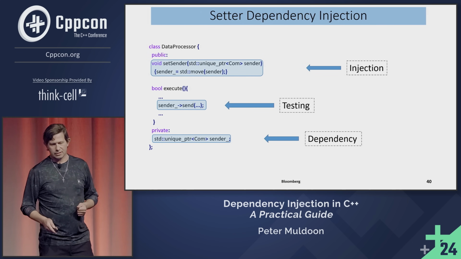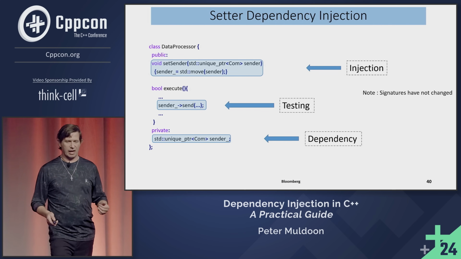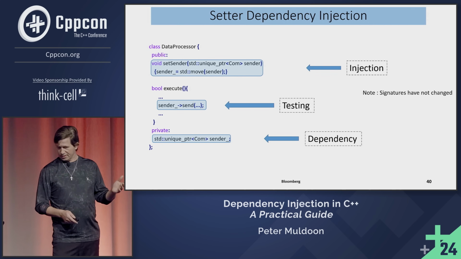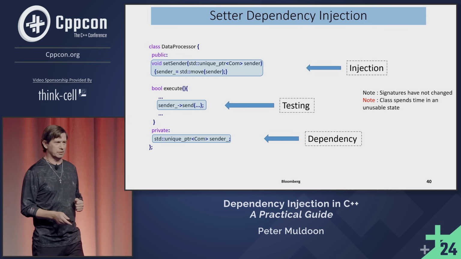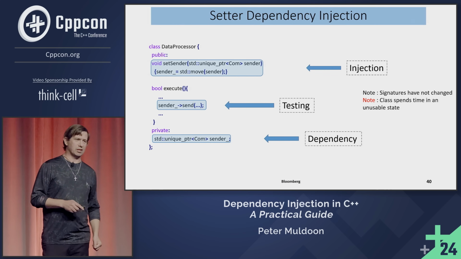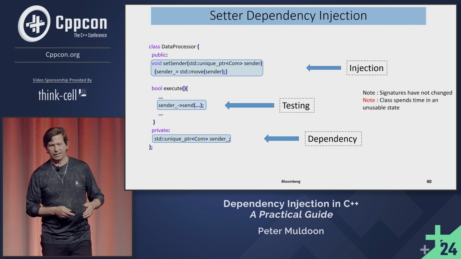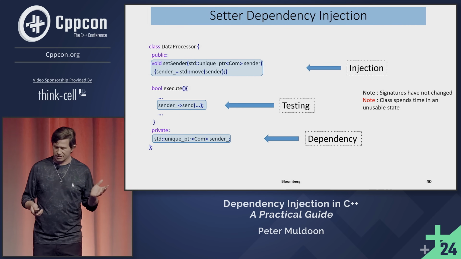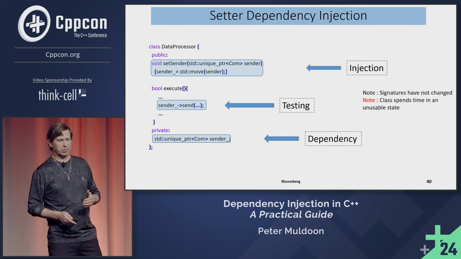So what are the problems I get with this? Well, actually, there's the injection now, right? But what problems do we get when we do something like this? The signatures have not changed, which is great. And this is one thing that people say to me, that this may not be the best thing to do: the class spends time in an unusable state. If someone does not call that set sender, or it somehow gets left out, what am I going to do, throw an exception? It may bring your application down, or at least bin that piece of work. Drop it. So that's the problem with setter injection.